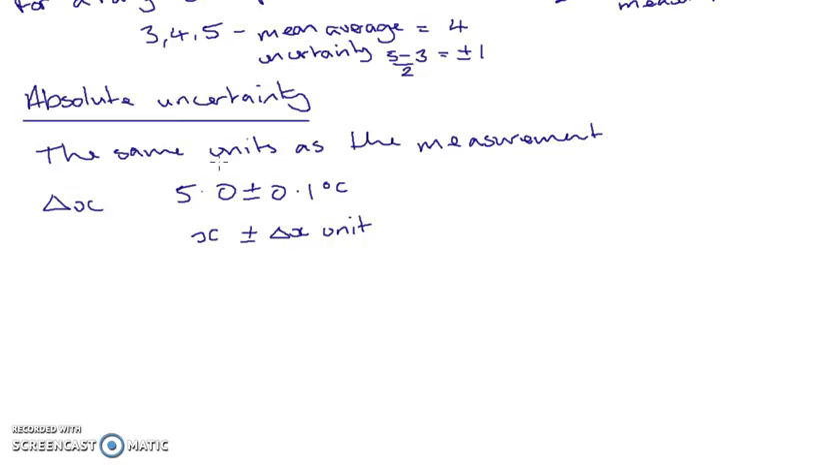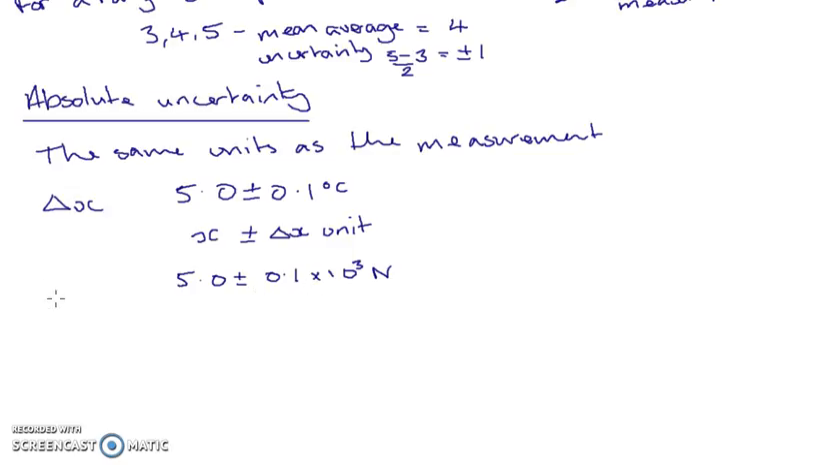You might have a really large value, so if you've got a really large value, say a reading of 5,000 newtons, so you might have 5.0 plus or minus 0.1 times 10 to the 3. So that means that both your value and your uncertainty are times 10 to the power 3 newtons. So different ways to express an answer using an absolute uncertainty. We always want to end up with an absolute uncertainty.